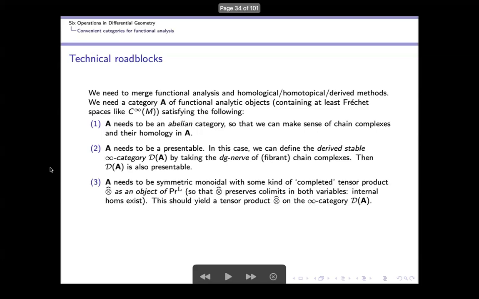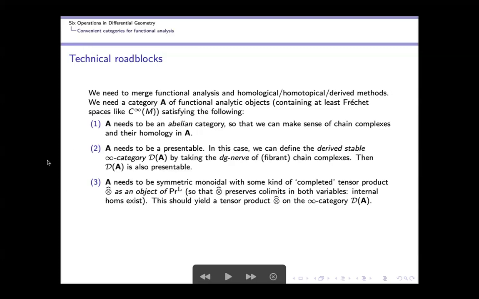And well, there needs to be a tensor product. There needs to be a completed tensor product on this category. And this tensor product needs to interact well with the presentable structure, but what that means is that this tensor product needs to preserve colimits in both variables. If that's the case, then you can form internal Homs for this tensor product. Otherwise, you cannot. So we need these three things.